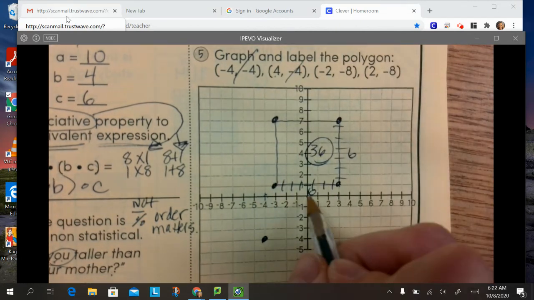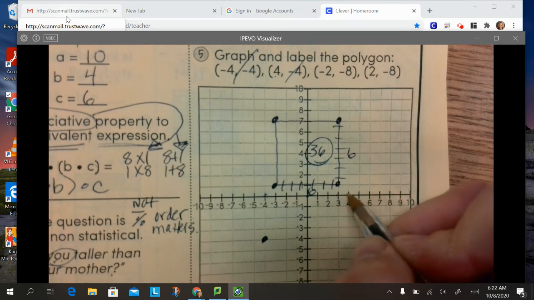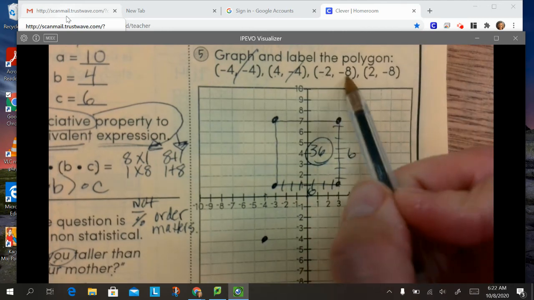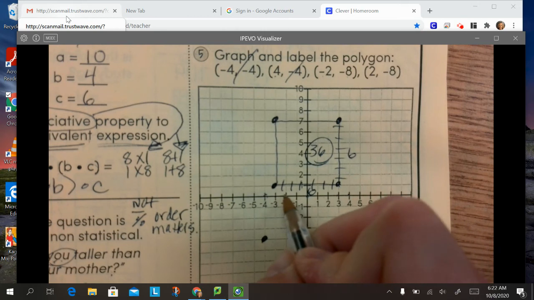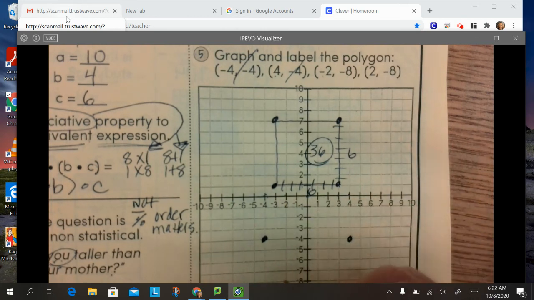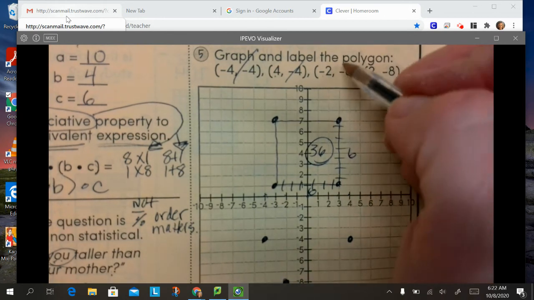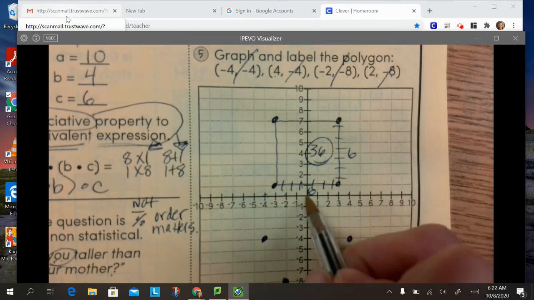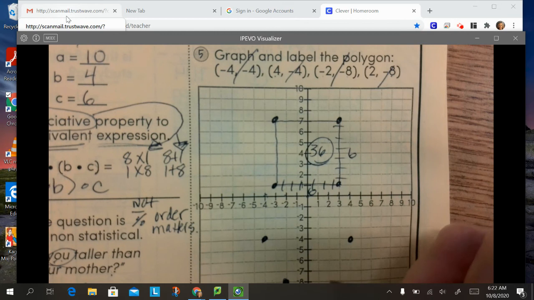All right, next one. +4, -4. So start at 0. +4. It's like you're on the number line. You go to the right. And then -4. You go under the water. All right, next one. -2, -8. So -2, you go over to the left because it's negative. And then -8, you go down. You're like below the water. You're underwater. The next one's +2, -8. So start at 0, go +2, and then -8.